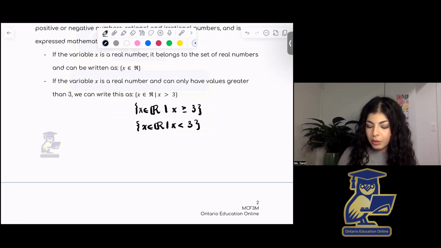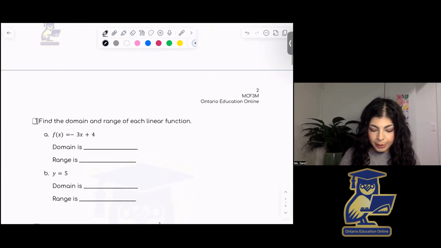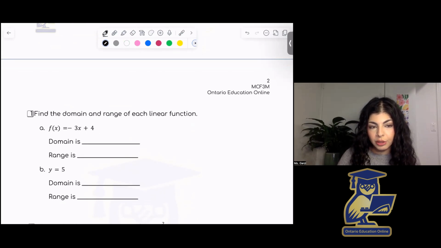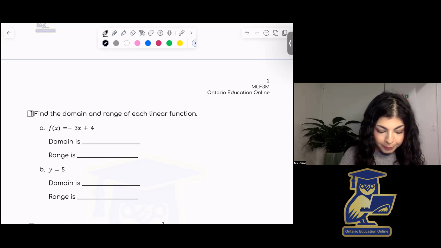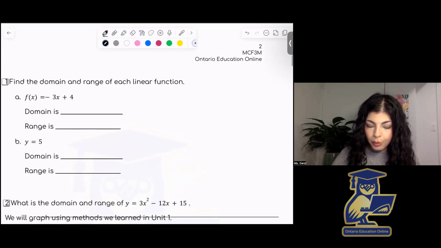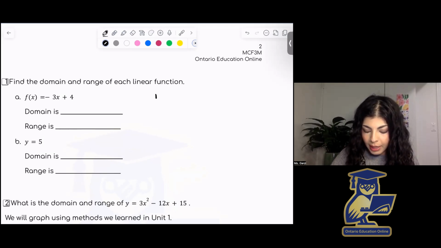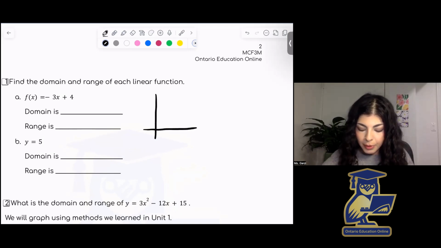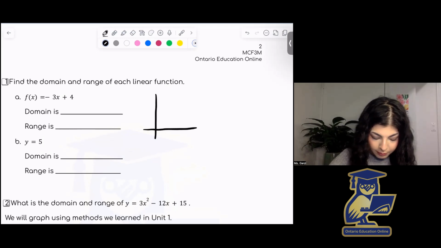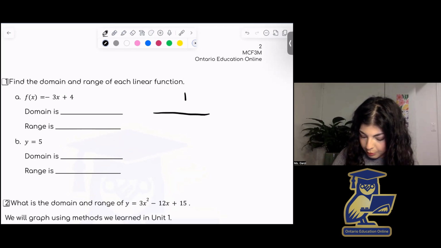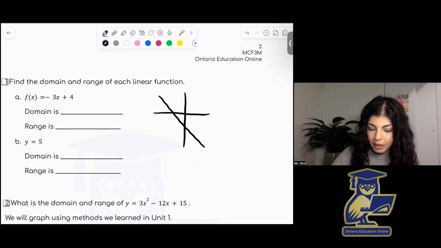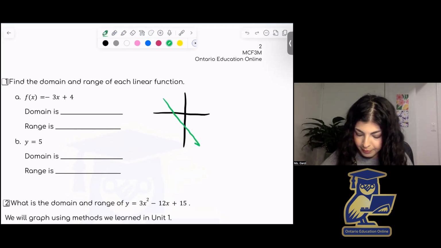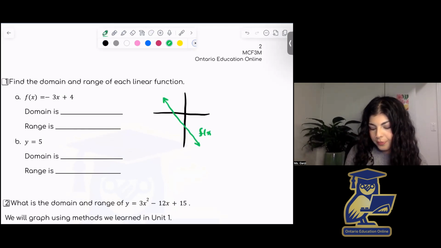So let's look at a couple examples here where we're just looking at linear functions for now. So the first function is f of x is negative 3x plus 4. So if you remember plotting a linear function, you can try that right now, but it will be approximately something like this. This is f of x.